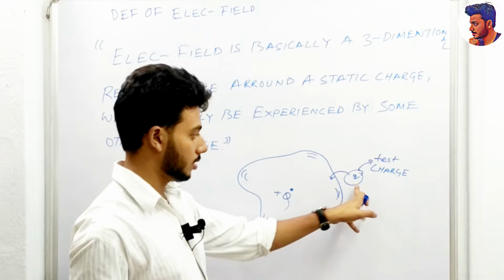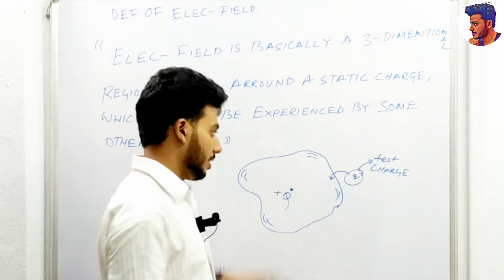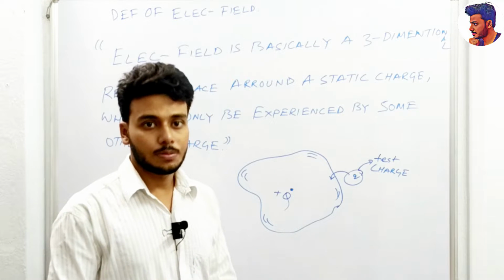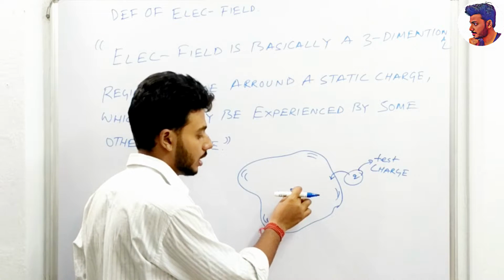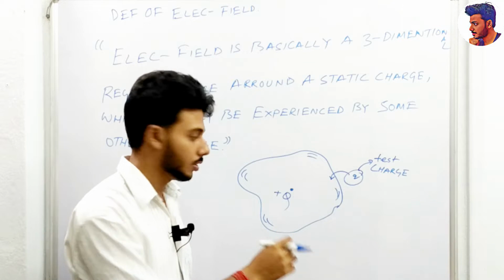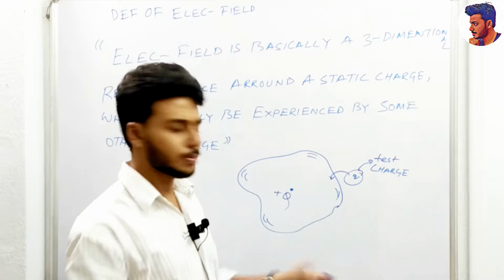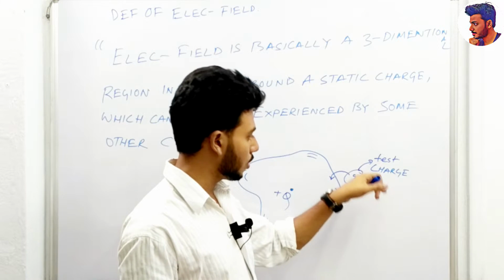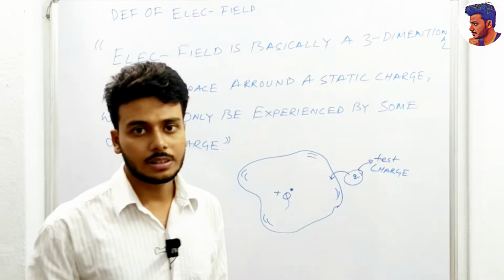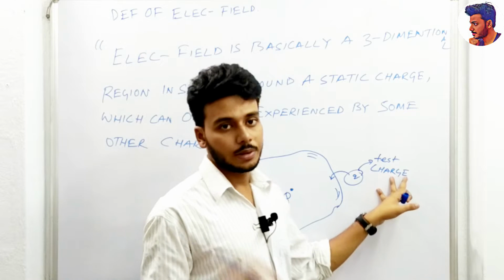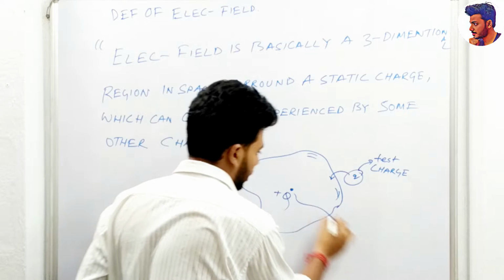Yes, of course, this is also a charge. It will also produce an electric field, but it depends upon our perspective. We are choosing this charge to create an electric field, so that's why we are taking this charge as a source charge. If we just change our perspective and think of the other as our source charge, then it will produce an electric field and this one will become a test charge. But generally test charges are point charges. Okay, so this is known as the source charge.